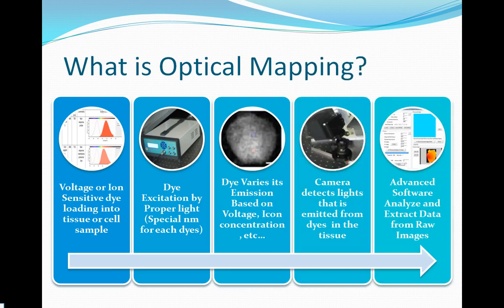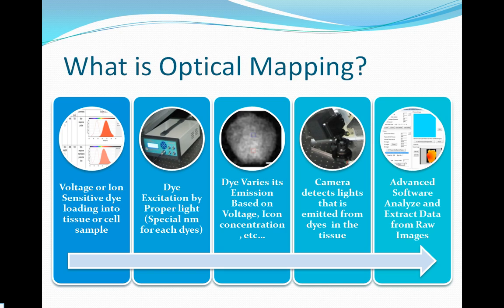What is optical mapping? Optical mapping is an advanced technique to visualize and measure voltage or ion concentration in tissues, whole heart, or engineered tissue, contactless, and the output of the technology is a map of activation, delay, or conduction velocity, or any sort of data needed.